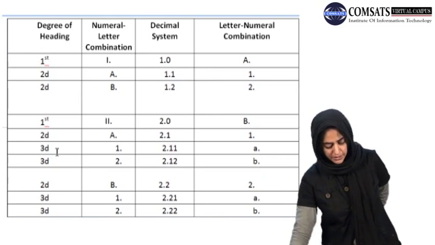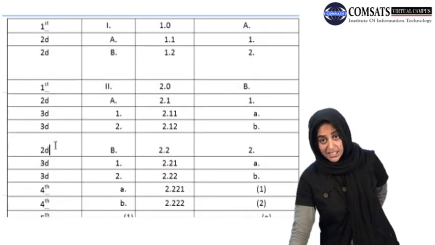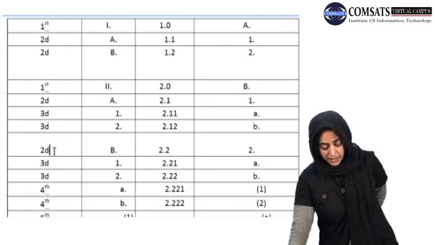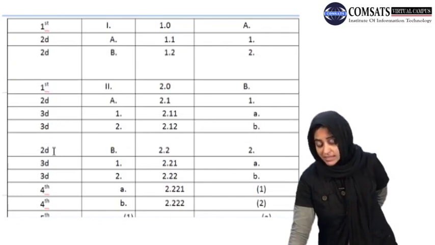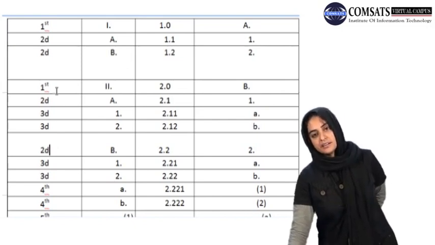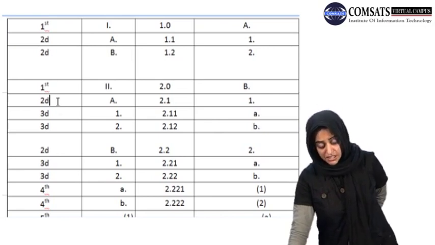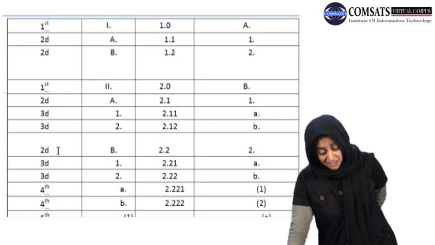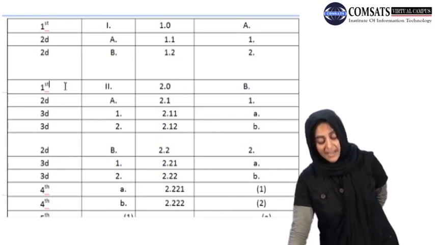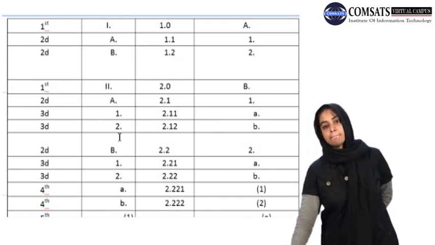So dear students, over here we are having the second degree heading appearing for the second time. This is very important, have a look at the table kindly: this is the second degree appearing for the second time under this first degree heading. That means this second degree, appearing for the first time under this first degree, is the subheading of this first degree, and similarly this second degree heading, which is appearing for the second time under this first degree, is also the subheading of this first degree.